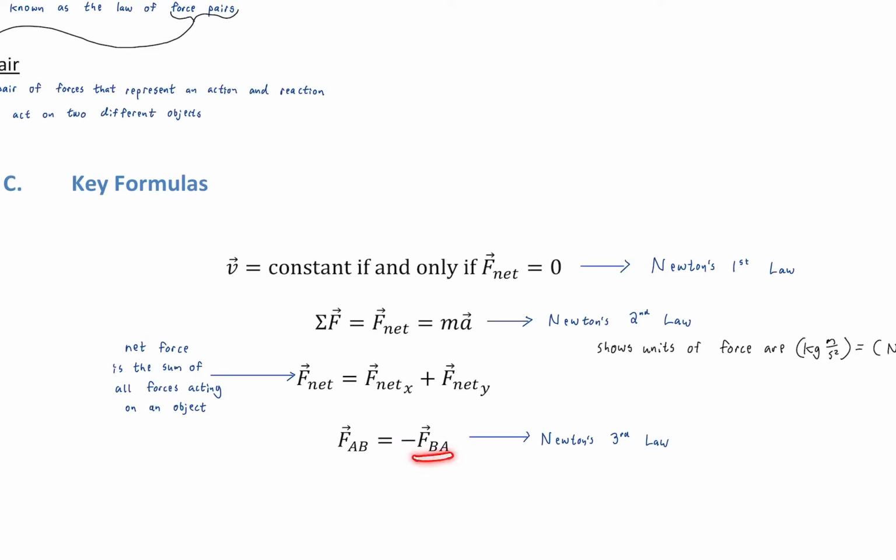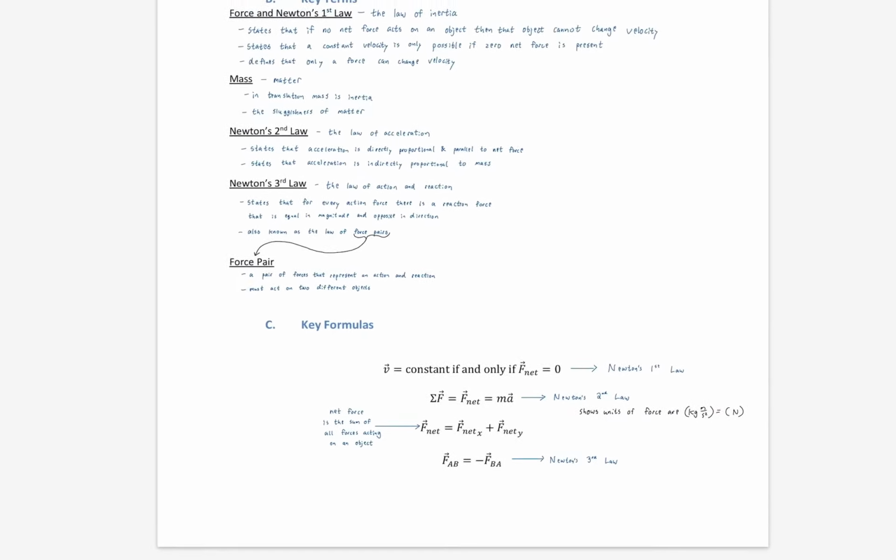And the fact that this is the same number, that this is a true equation, means that they have to be equal in magnitude. So that's Newton's third law in vector equation form. All right, well, let's get on to some examples.